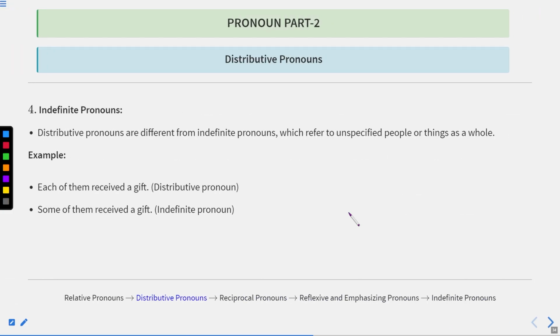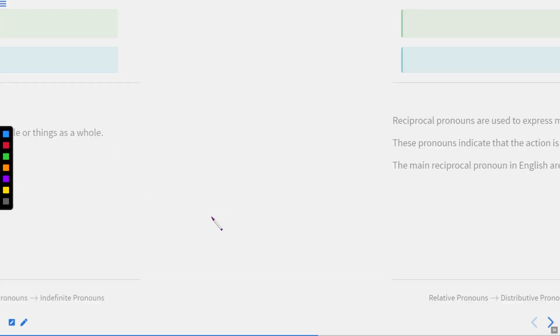Now, indefinite pronouns. Now we'll discuss indefinite pronouns. Distributive pronouns are different from indefinite pronouns, which refer to unspecified people or things as a whole. This is actually the difference between distributive pronoun and indefinite pronoun. Example, each of them received a gift. This is a distributive pronoun. Some of them received a gift, that is an indefinite pronoun.